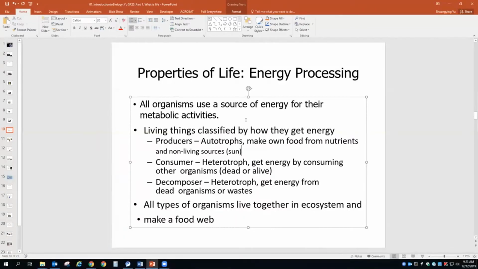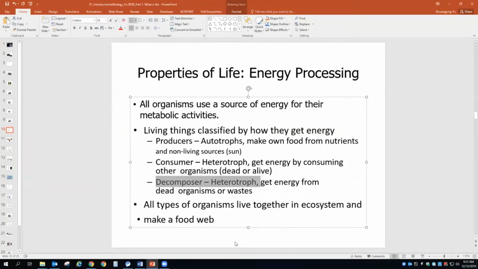We also have consumers. Consumers are also known as heterotrophs because they have to feed on something else. So they get energy by consuming other organisms. Decomposers, these are also heterotrophs, but they tend to get their energy from dead organisms. So that's why we call them decomposers, or some kind of waste. Like a pile of dog poop, that's waste, and decomposers can break that down and then extract energy from the waste.